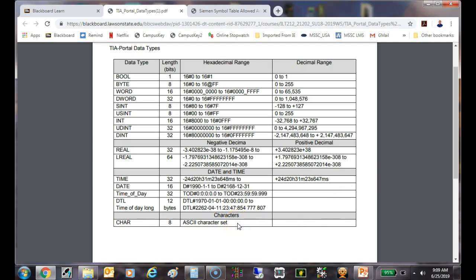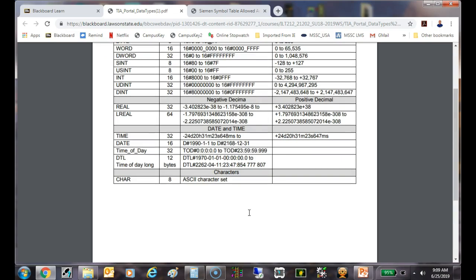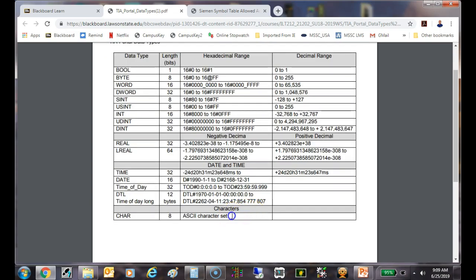And the ASCII character set is 8 bits. So even though this guy is built in Germany, the predominant way of sending text is still the old 8-bit ASCII code. So time of day, time is hours, minutes, and days a year.